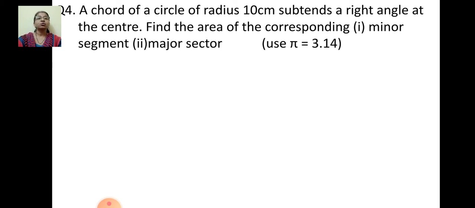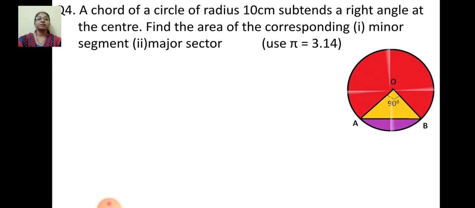Right? So the diagram is this. O is the center of the circle, and this chord AB subtends 90 degree angle at the center. So this central angle is 90 degree. So you have to find minor segment. Minor segment is which one? This shaded region shown by purple color. So this is minor segment.